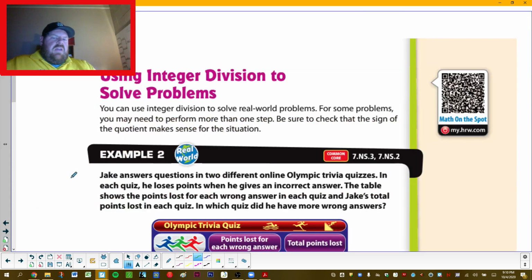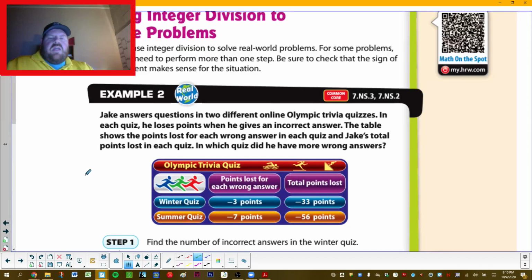So using integer division to solve problems, let's go ahead and look at this. You can use integer division to solve real-world problems. We just want to make sure we know what the sign should be. So Jake answers questions in 2 different online Olympic trivia quizzes. In each quiz, he loses points when he gives an incorrect answer. The table shows the points lost for each wrong answer in each quiz, and Jake's total points lost. So he's looking at the Winter Olympics and the Summer Olympics.